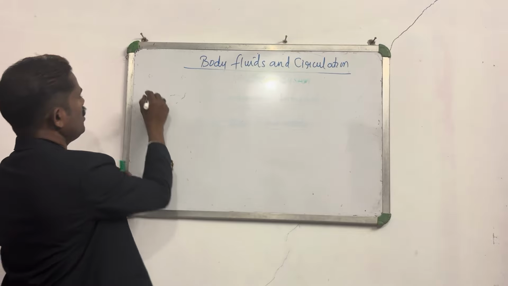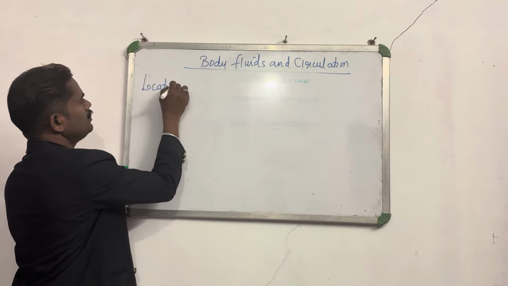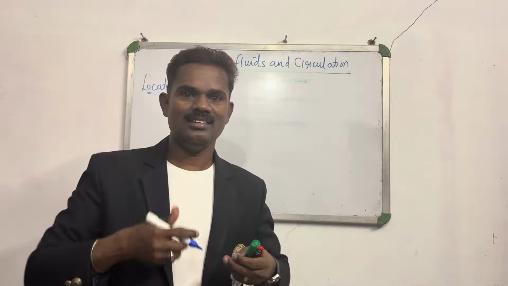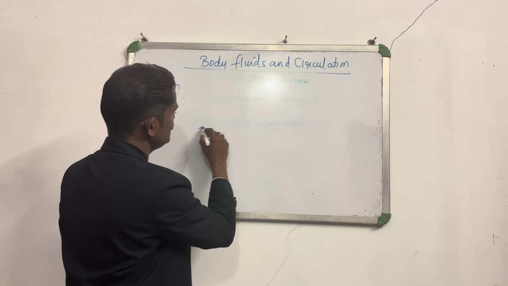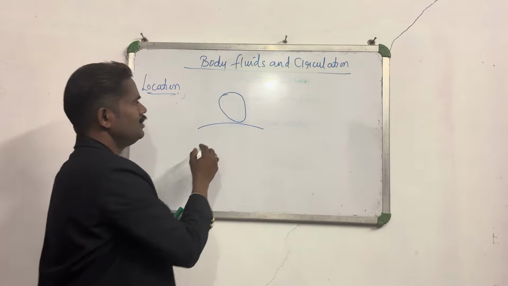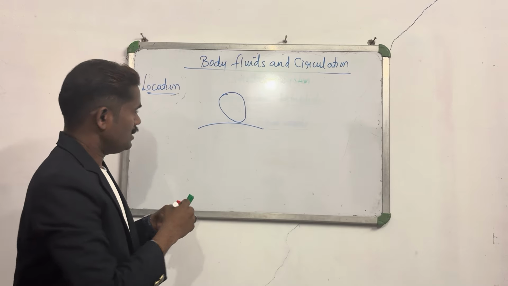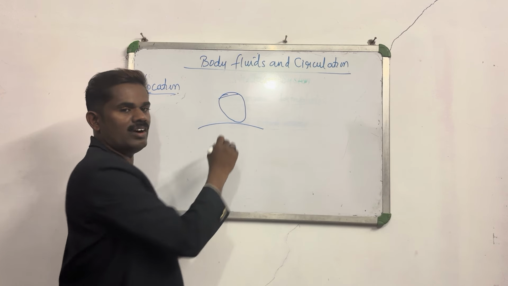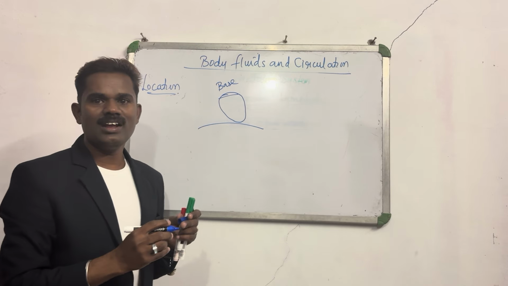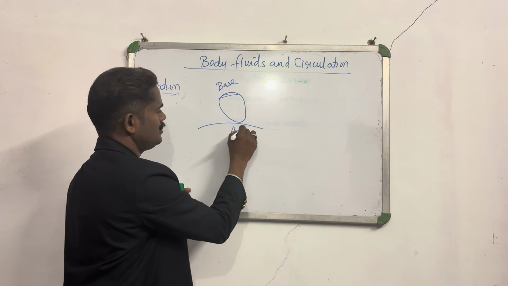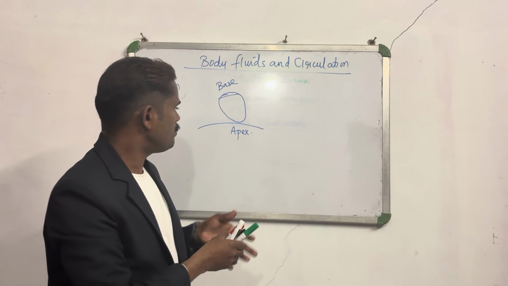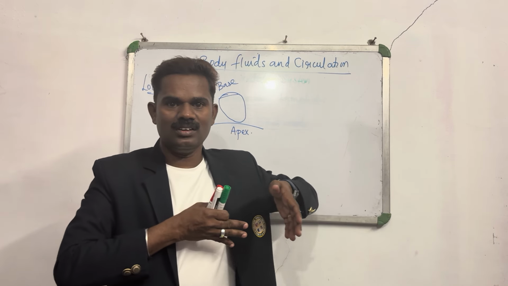So, the location of the heart. Our heart is located in the thoracic cavity just above the sternum, in between the lungs. The upper part of the heart is wide, and it is called the base, and the lower narrow part is called the apex. The apex is facing towards the lower left side.